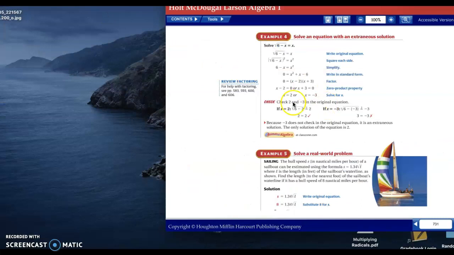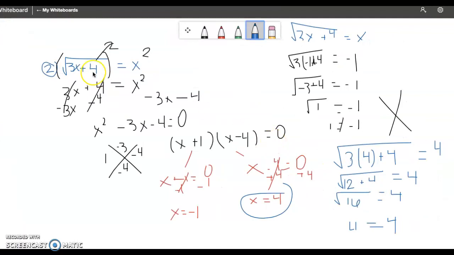And again, there's more of the definition within the textbook. So if it doesn't work, it's considered an extraneous solution. I know it's a lot of work. I know this video was long, but good luck with your homework.